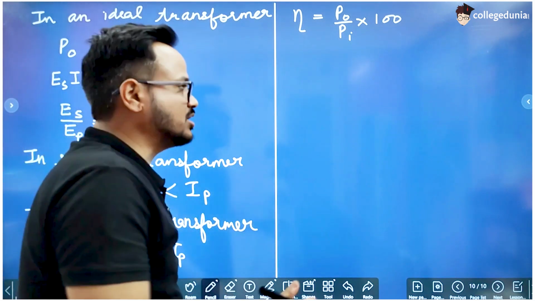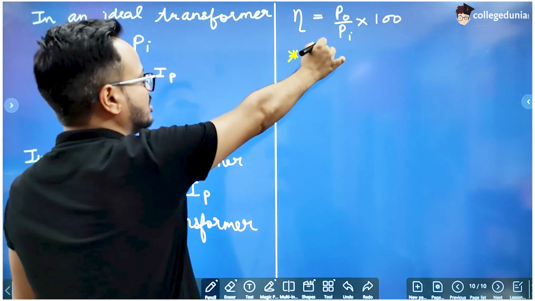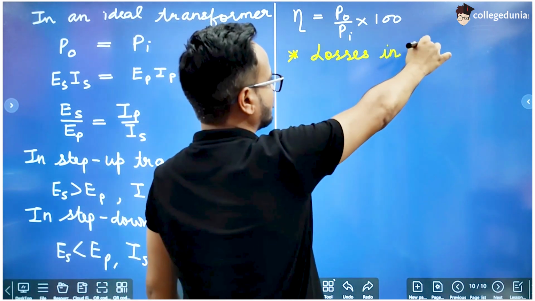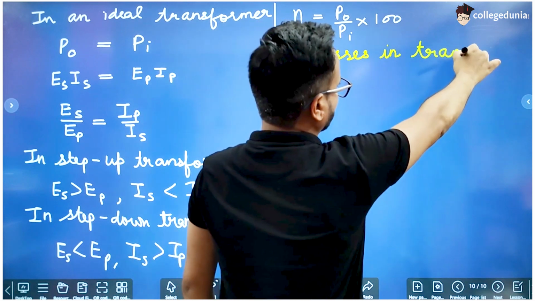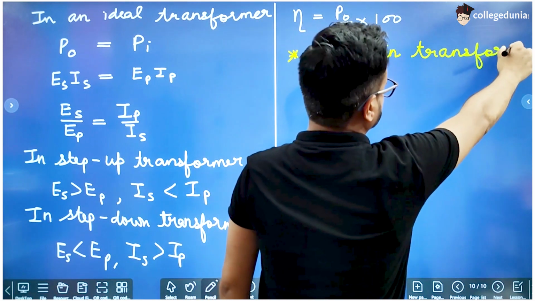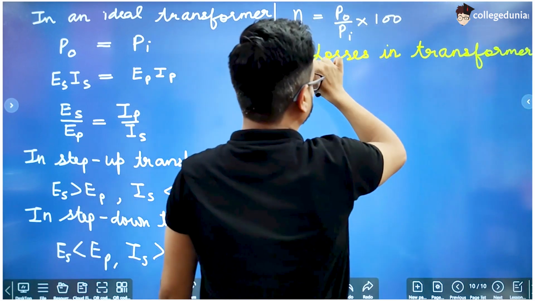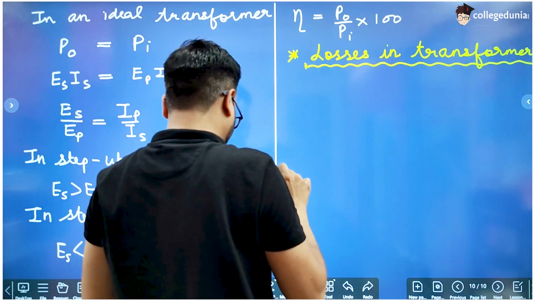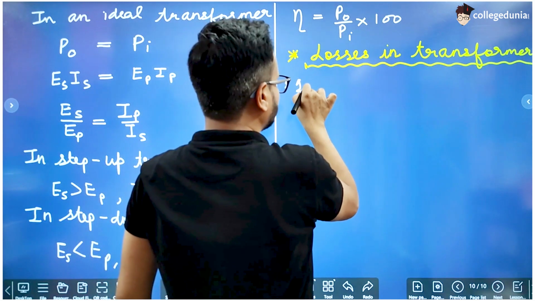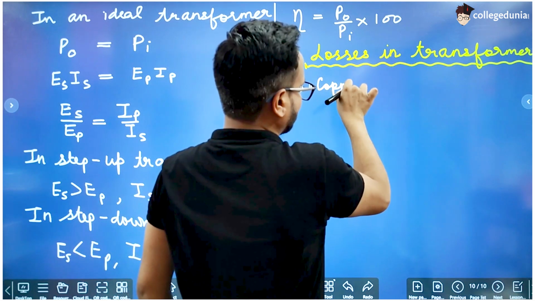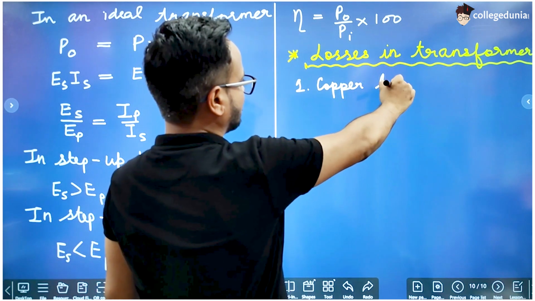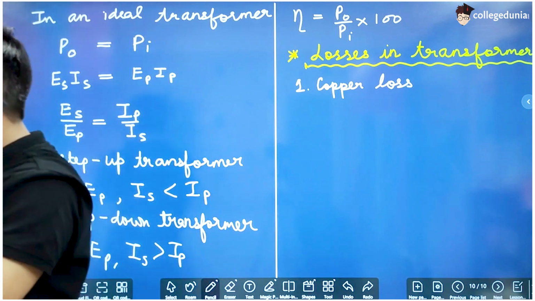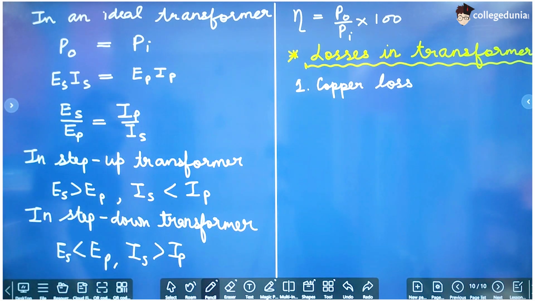Due to the energy losses in the transformer. There are various energy losses in a transformer. The first one is copper loss. Copper loss means the amount of heat which is produced in the copper coils due to the flow of current in them.